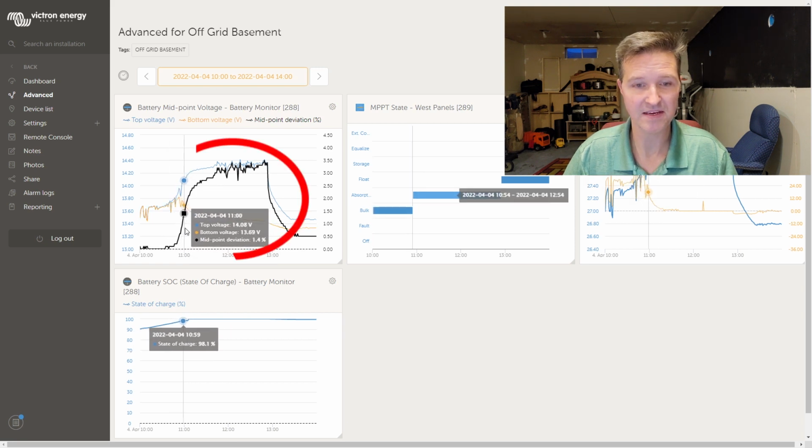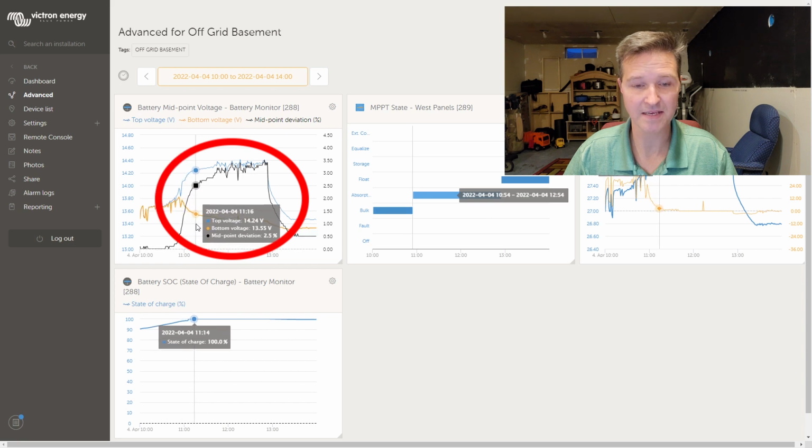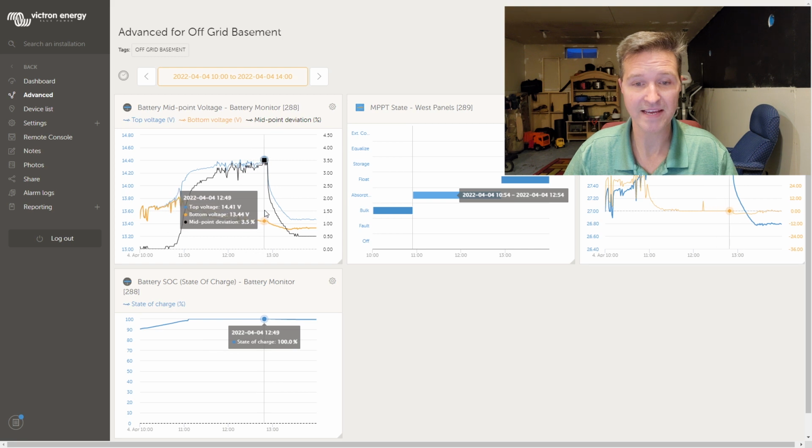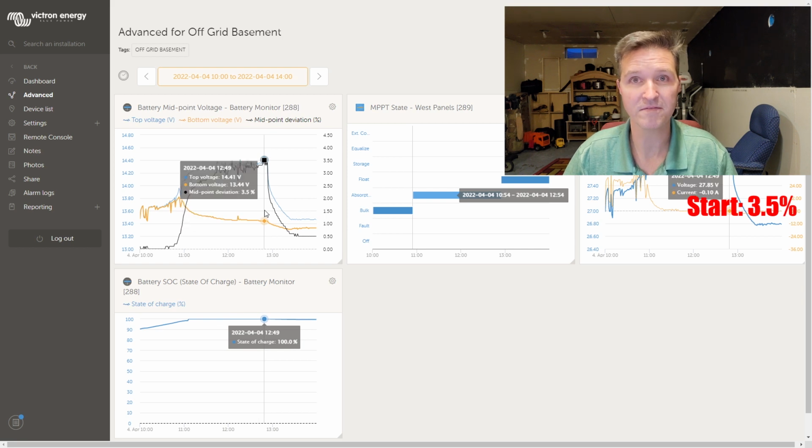As you can see, the deviation quickly rises up, and it rises all the way up to past 3%. And at some points it gets up to 3.2. And then at the very end, look at that, it gets all the way up to 3.5% deviation, with a top voltage of 14.41 and a bottom voltage of 13.44. So that's pretty big. So that's kind of what we're starting at.